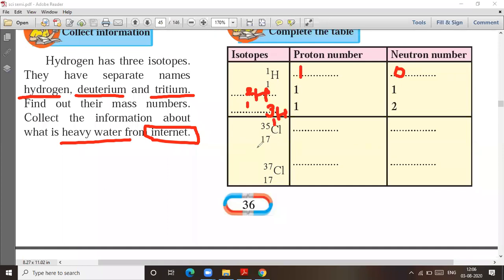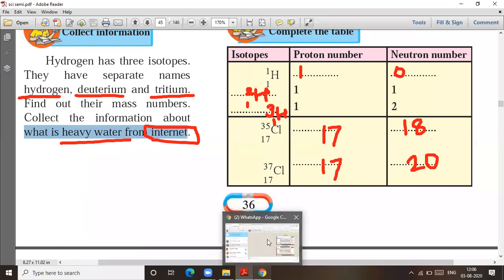See, chlorine also has 2 isotopes. So here the number of protons is 17, here also 17, and the mass numbers are 35 and 37. So 35 minus 17, how much? It is 18. So the number of neutrons is 18, and here 37 minus 17 will be 20. Getting it? You have to make this chart too, it is easy. And you have to find out about heavy water, this information, from the internet. You have a mobile, you have almost everything, right?